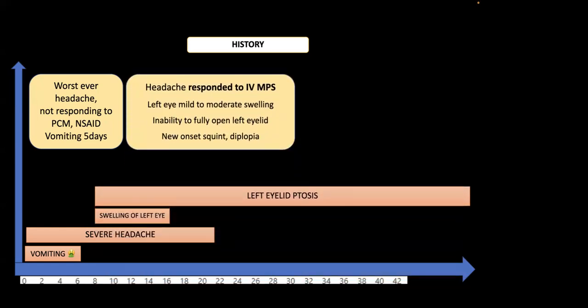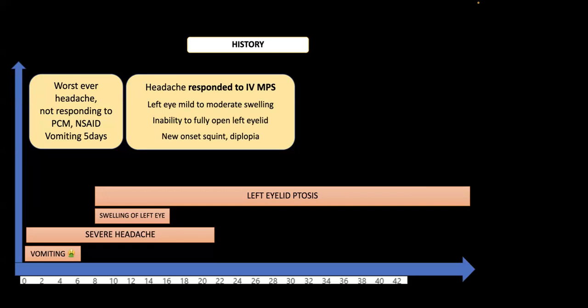Along with that, he had vomiting also. In the initial few days the vomiting was there, which subsided with ondansetron. And then he had a mild swelling of the left eye. The severe headache persisted, and they went to a few hospitals. In one hospital, he was started on methylprednisolone. With the methylprednisolone the headache decreased, and the eye swelling, which was mild to moderate, subsided. But by that time, he developed ptosis of the left eye, and there was new onset squint.